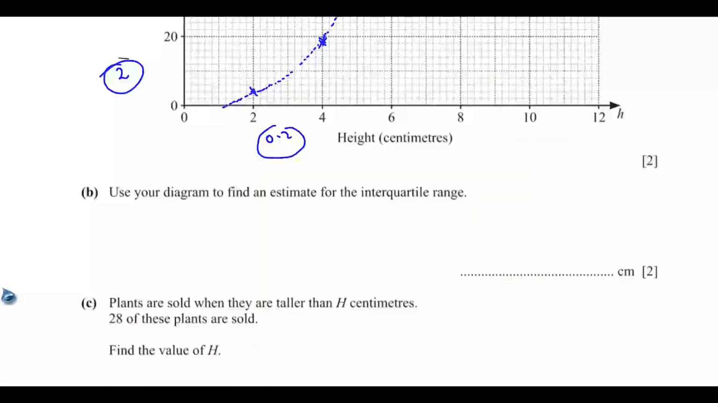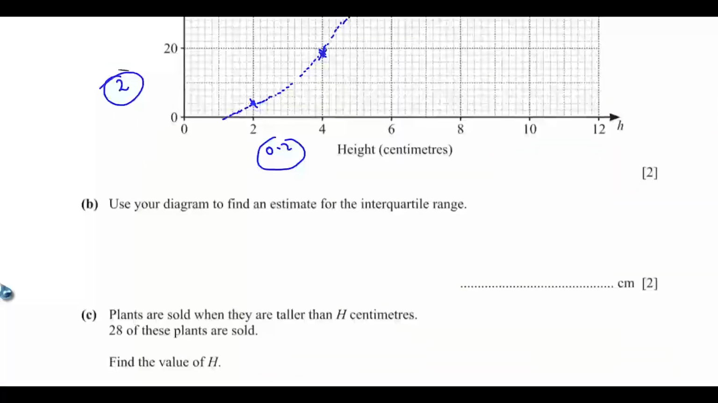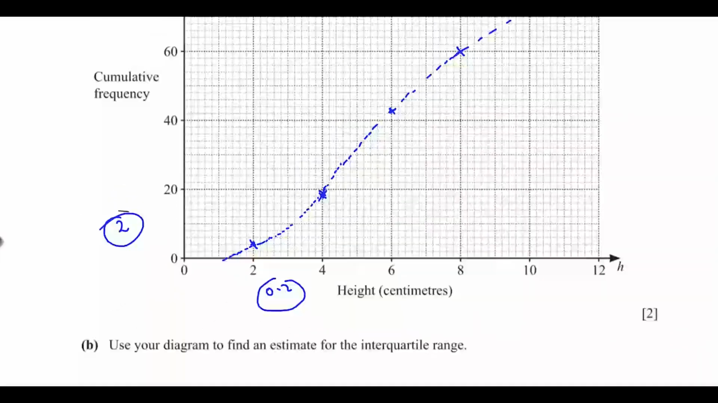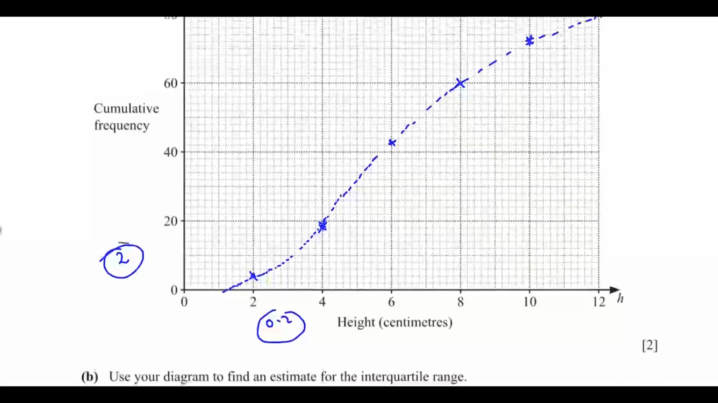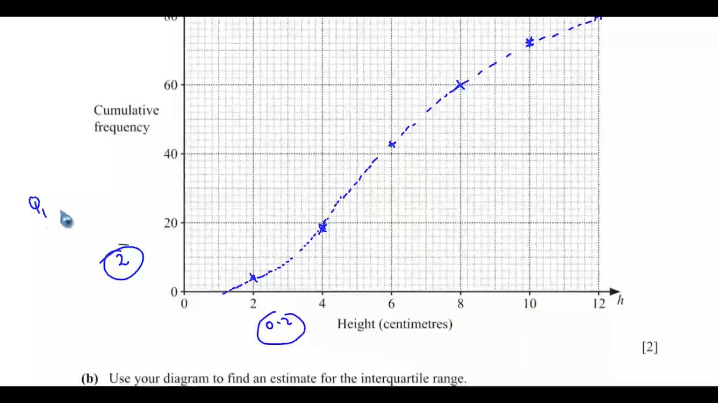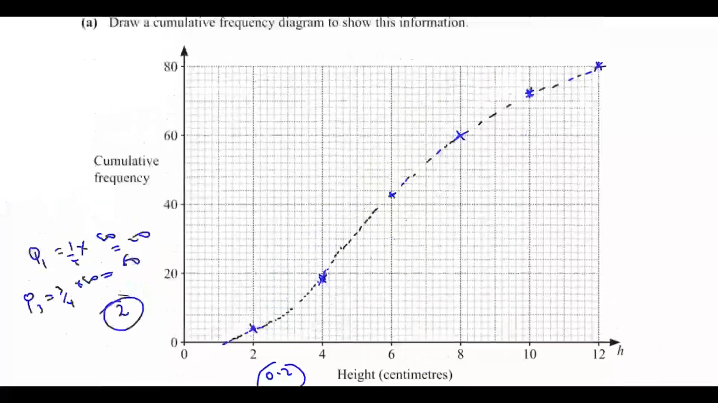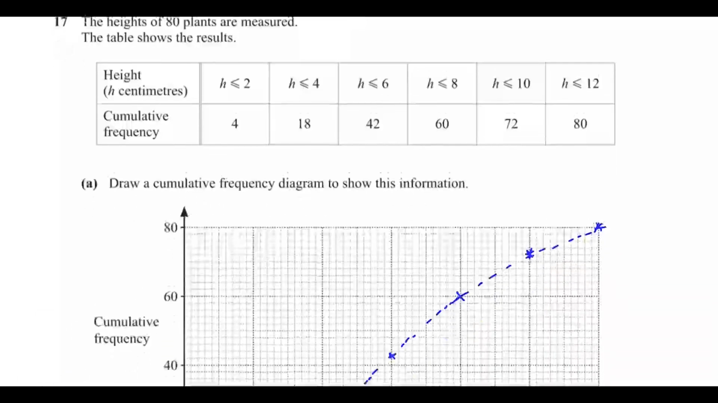So part B, use your diagram to find an estimate for the interquartile range. So for the interquartile range, we have Q1 equals 1 over 4 times 80, that is 20. Then Q3 will be equal to 3 over 4 times 80, so that will be 60, that is 20 times 3, 60. So the population is 80 plants.